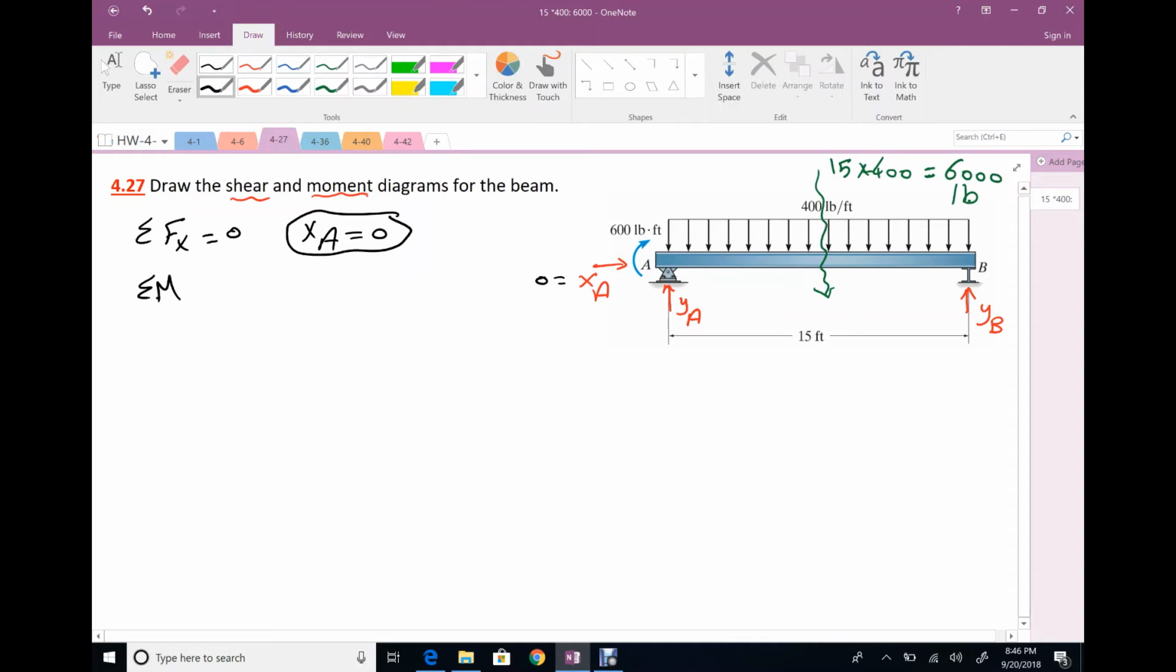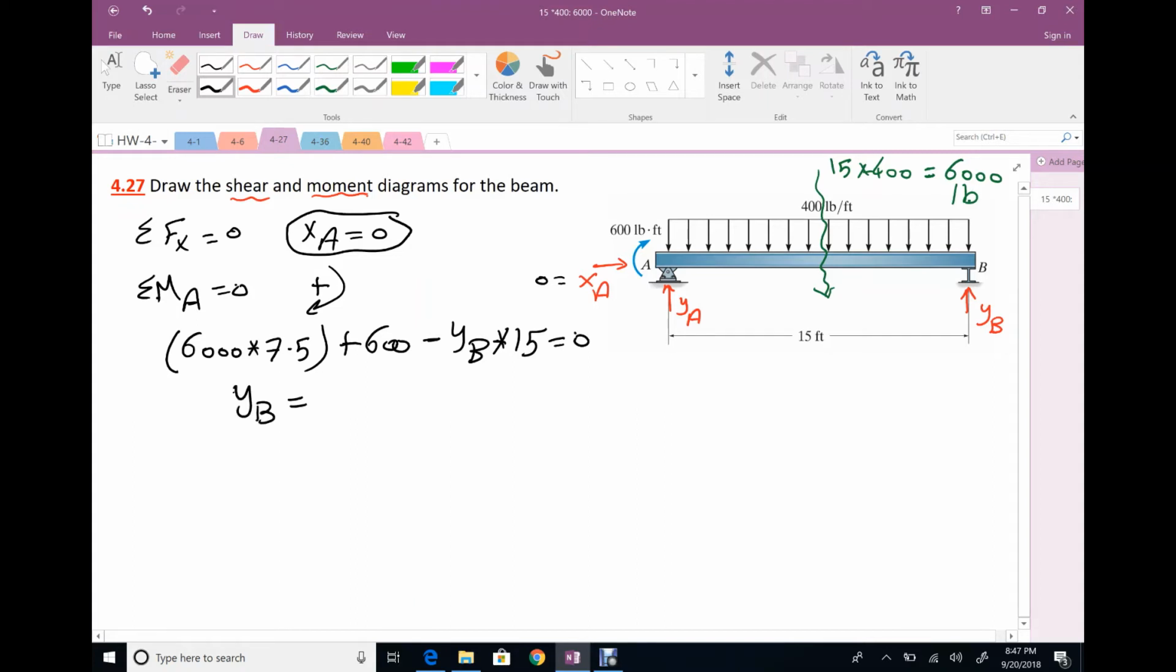Summation moment at A equals 0, and I'm going to assume this direction is positive. So we have 6,000 times 7.5 plus 600 pound-feet in the same direction, which is clockwise, minus YB times total distance 15 equals 0. The only unknown is YB. YB will be 3,040 pound. So this value 3,040 pound.